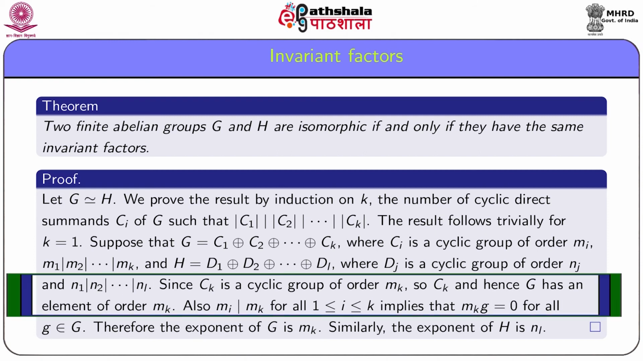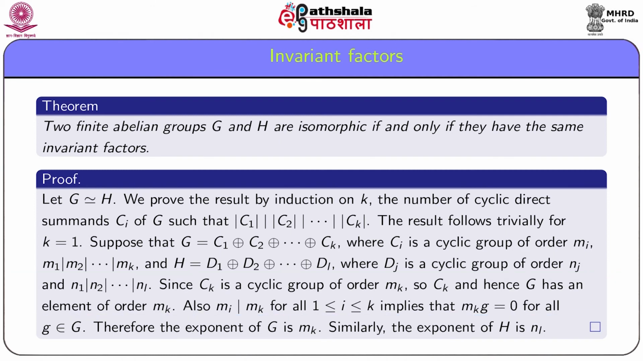Since Ck is a cyclic group of order Mk, Ck and hence G has an element of order Mk. Also we have Mi divides Mk for all i, and this implies that Mk g equals 0 for all g belongs to G. Therefore, the exponent of G is Mk. Similarly, the exponent of H is NL.